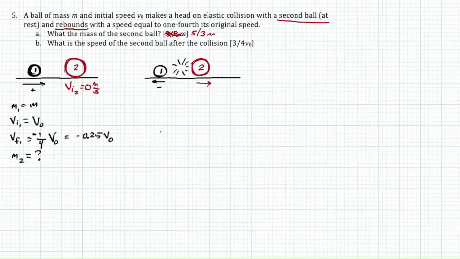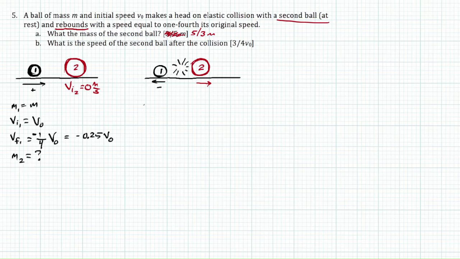If you watch the podcast on problem 3, we use the longer versions. Here we can use the shorter versions of the equations because object 2 is initially at rest. So we can say, we have two possible equations to use to solve for this mass 2 right here.